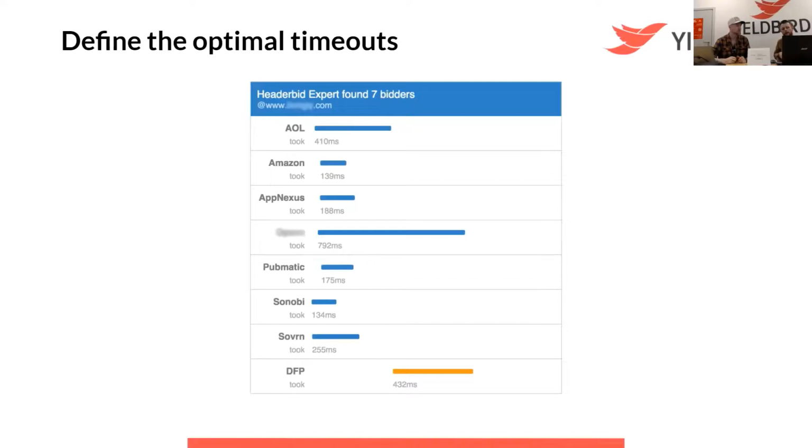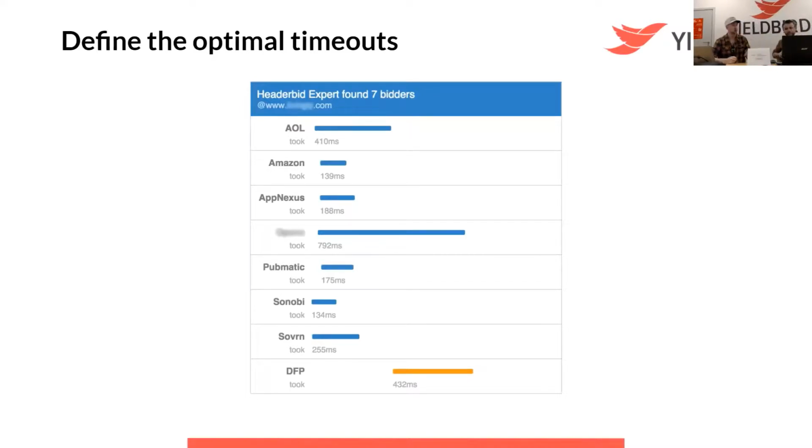But also, if you cut some of the bidders too soon and they will not be able to respond in time, like this blurred one, right? I'm guessing it's OpenX, but it's just my guess. So here, it means that OpenX wouldn't be taken into consideration, and if it has a crazy high bid, it just missed the auction. And if you set the timeout to 200, you will cut most of them.